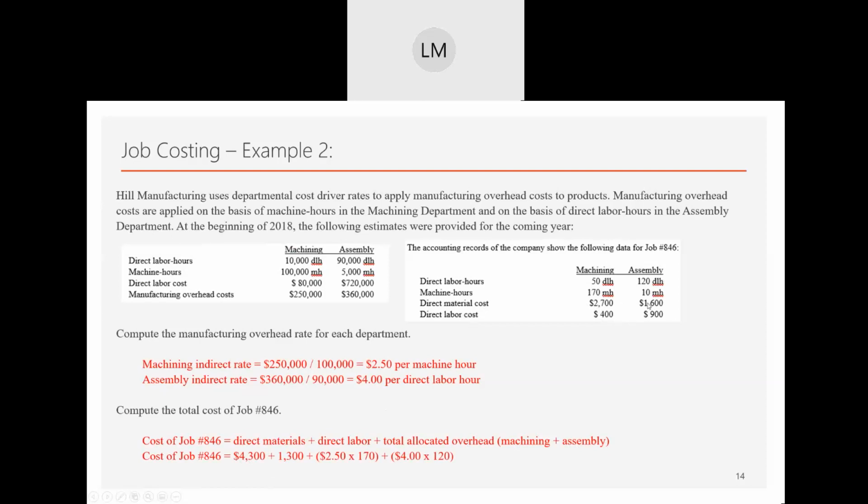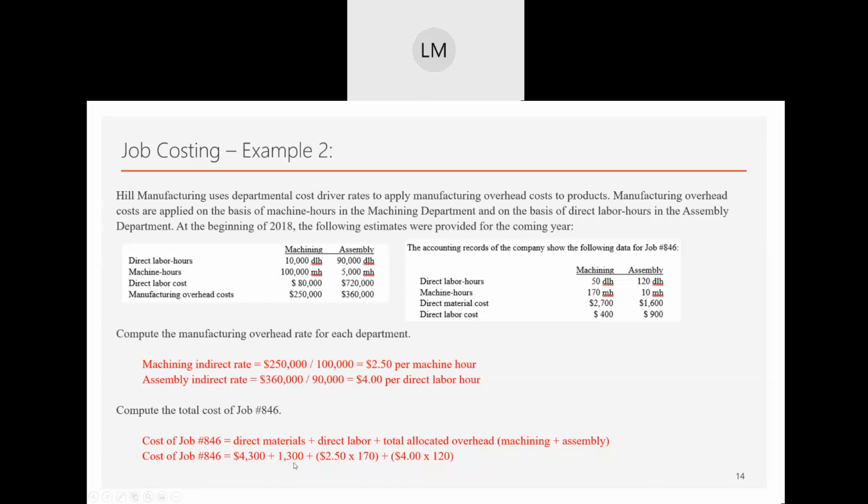My direct labor costs are going to be the sum total of direct labor incurred in both departments as well. I incurred $400 of direct labor costs in the machining department, plus an additional $900 of direct labor costs in the assembly department. So my direct labor costs are $1,300. So far, I've got $4,300 worth of direct materials, $1,300 of direct labor. Now, I'm going to assign or allocate my overhead.